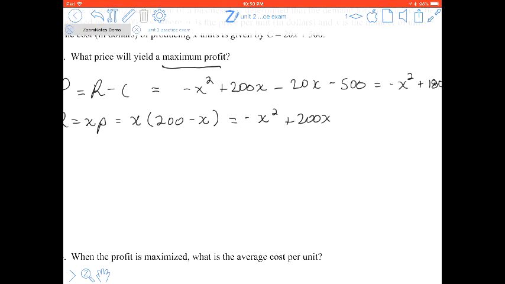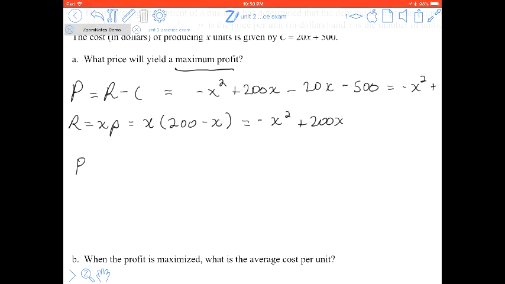If we use that now, take the first derivative, we're going to have negative 2x plus 180. If we set that equal to 0, let's try some handwriting. We're going to end up with x equals 90.